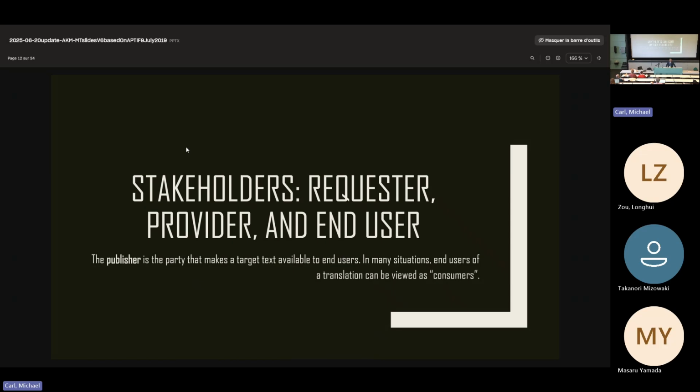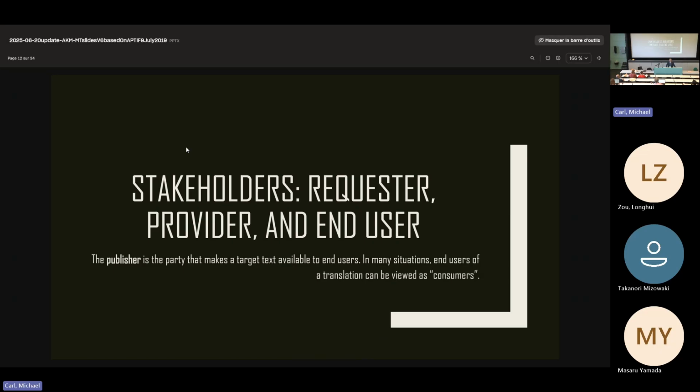So who are the stakeholders? The requester, the provider, and the end user. Some people say, well, it should be client and provider. But before there's a business relationship, it's just the requester trying to decide who is going to provide the translation. So that's why we use the term requester.